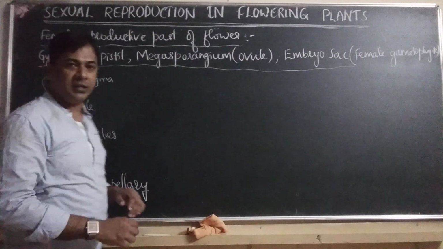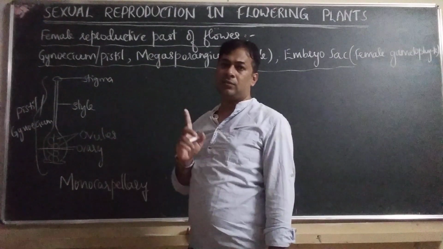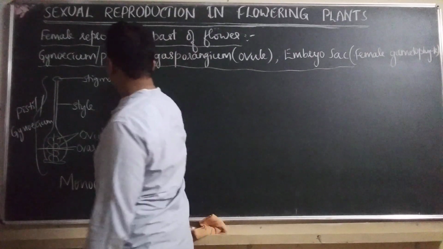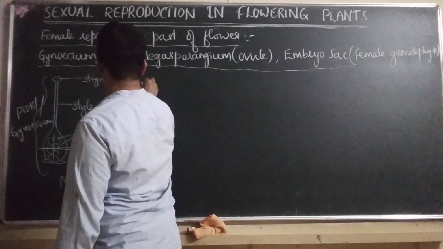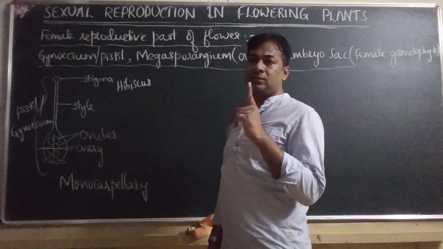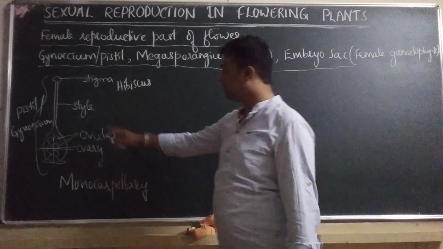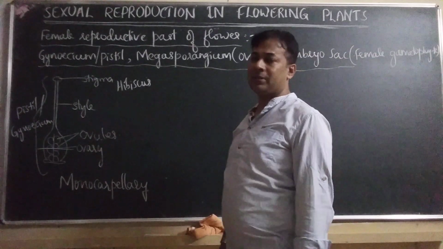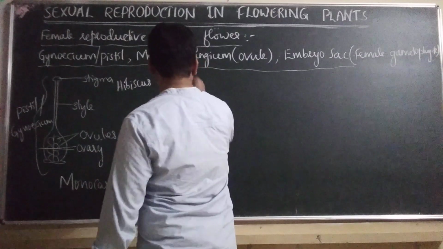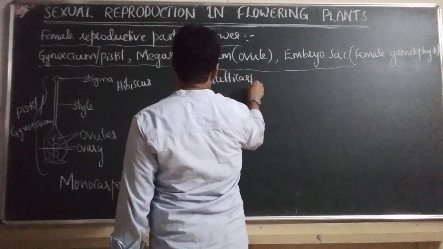So monocarpellary pistil or gynoecium, because a single pistil is there. What is pistil or gynoecium? These three parts, ovary, style, stigma, are one pistil. In hibiscus plant, it is monocarpellary, meaning a single pistil is present. Mono means one, so monocarpellary means single pistil. In some cases, this whole ovary, style, stigma structure will be more than one. If it is more than one, then you should call it multi-carpellary.